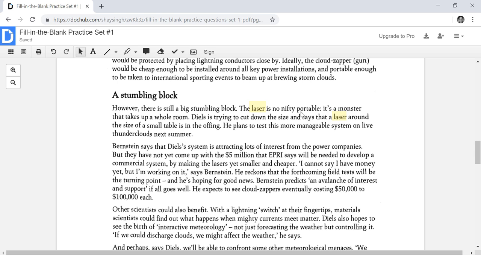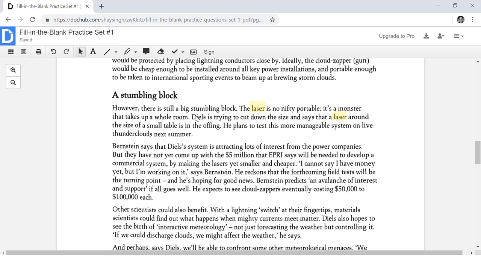The laser is no nifty portable. It's a monster that takes up a whole room. Okay, I think we are starting to talk about a difficulty related to lasers. The difficulty seems to be that it is not portable. You cannot easily move it around. It's a monster of a size, and it takes up the whole room, and this seems to be a problem, some kind of difficulty.